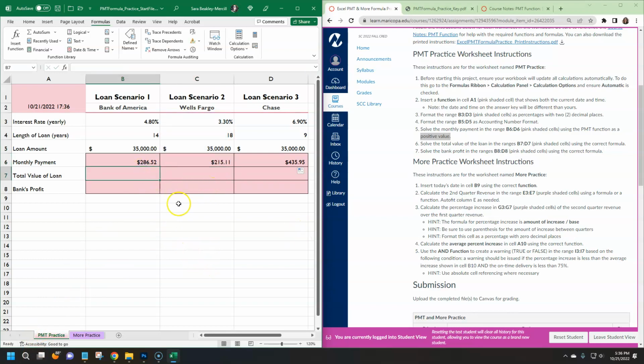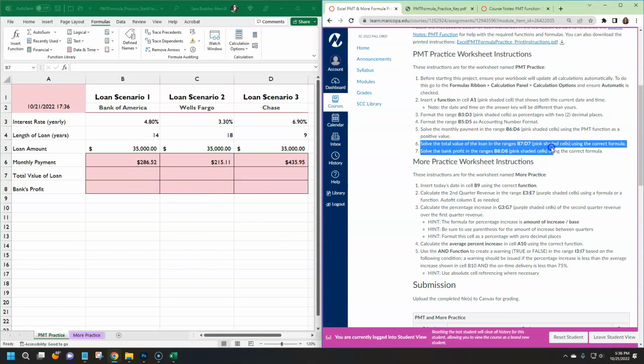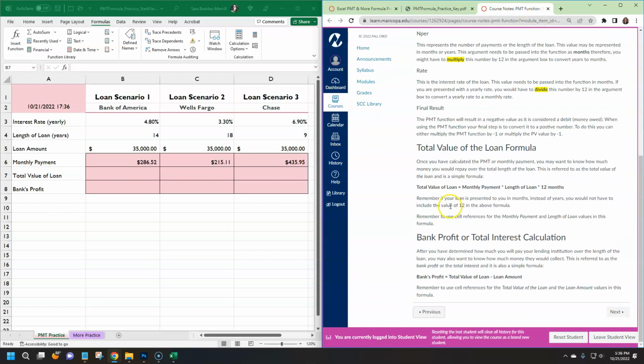The next thing we want to do is solve the total value of the loan. And if you remember in that course notes document, I actually give you the formula for total value of the loan. It's the monthly payment times the length of the loan times 12 months. Basically, we want to know at the end of, in this case, at the end of 14 years, how much money did I pay Bank of America back? I'm going to write a check every month for 12 months for $286. I'm going to write a $286 check every month for 12 months for 14 years.